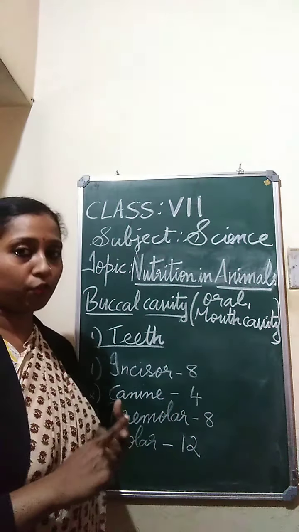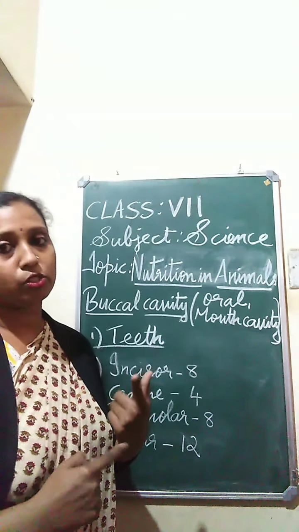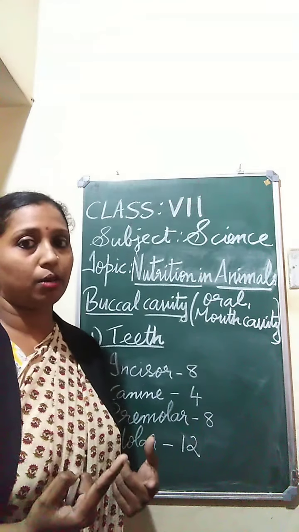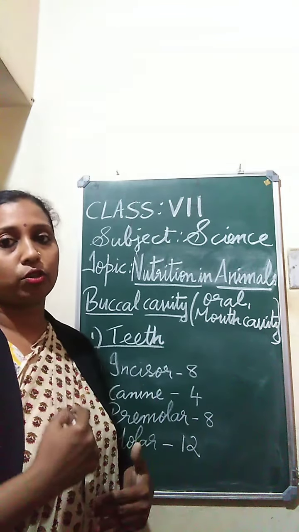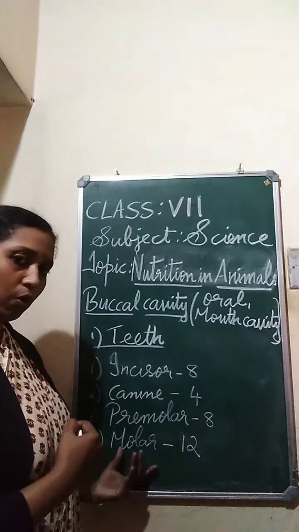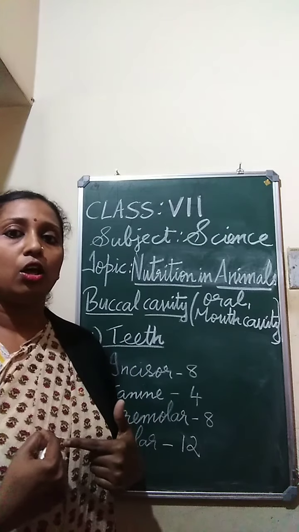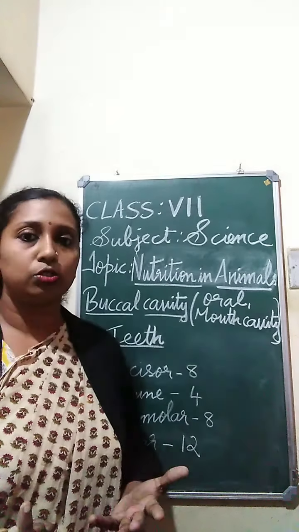And canines, they are 4 in number, 2 in the upper jaw and 2 in the lower jaw. And premolars, they are 8 in number, 4 in the upper jaw and 4 in the lower jaw. And the last one, molars, they are 12 in number, 6 in the upper jaw and 6 in the lower jaw. So totally 32 teeth.